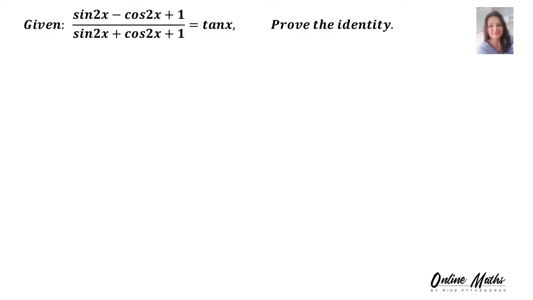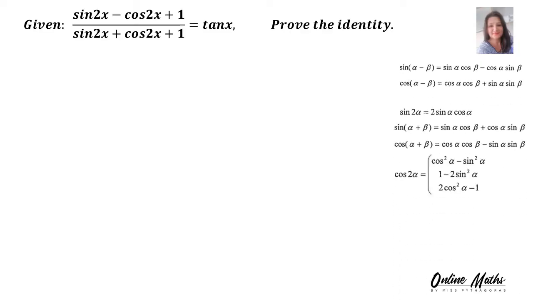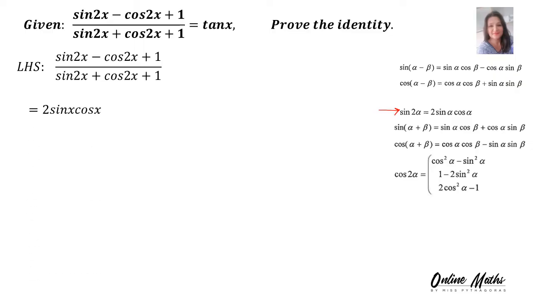Given is sin 2x minus cos 2x plus 1 over sin 2x plus cos 2x plus 1 equals tan x. Prove the identity. So there are all the formulas from the formula sheet. Let's start with the left hand side, the more complex side. The first thing you can see on the left hand side is sin 2x, which is the double angle for sin, and the only option you have is that one. So we can write sin 2x as 2 sin x cos x.